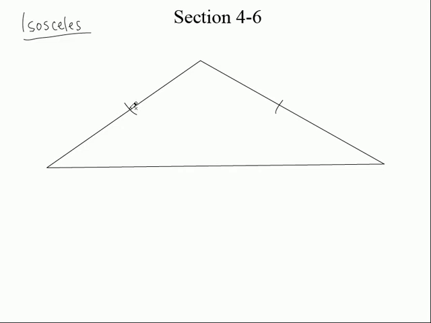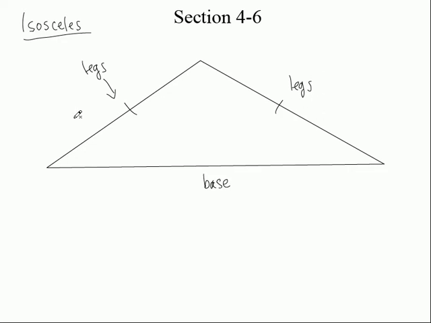Look at this. If these two sides are equal, this is the non-equal side. We call this side the base of the isosceles triangle. And we call the two equal sides the legs, all right, of the isosceles triangle. So they'll refer to that every once in a while.